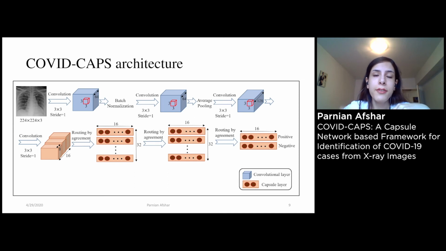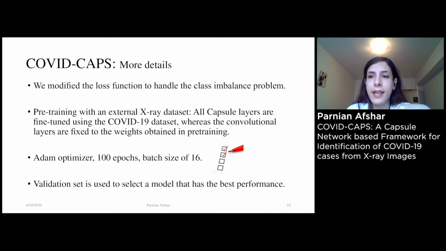We also modified the loss function of the capsule network to handle the class imbalance problem because we had far fewer positive cases in our data set compared to negative ones. So we tried to give more weight to the positive cases to handle the class imbalance problem.